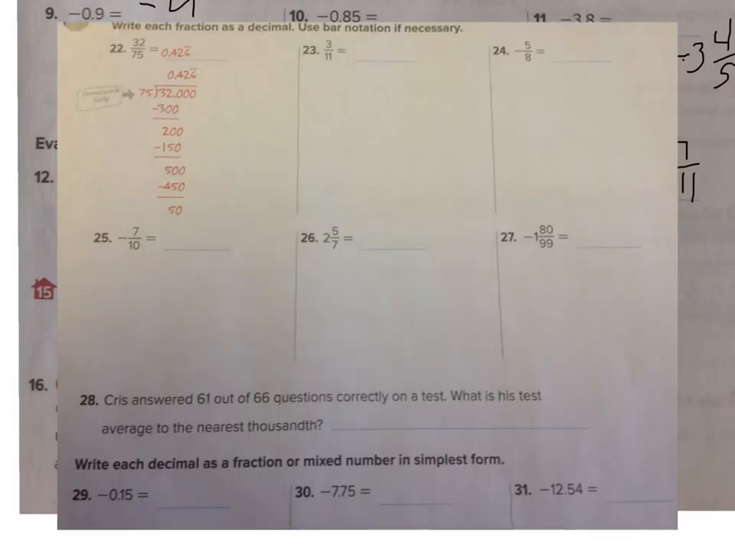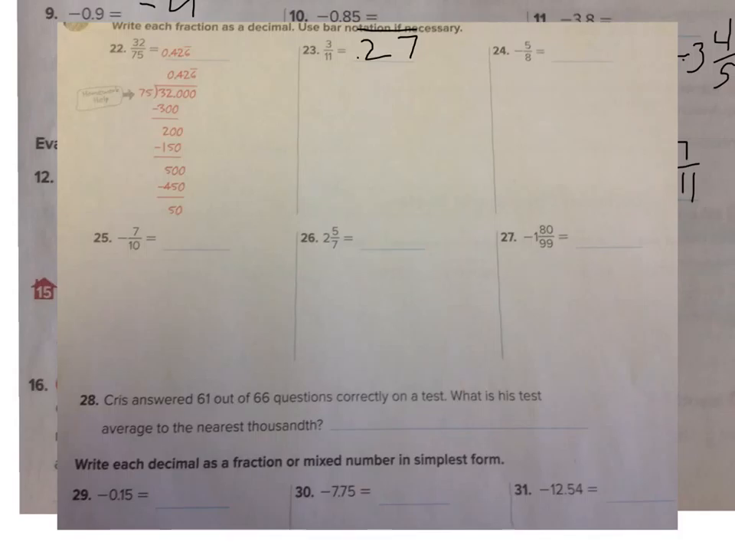For the next part of the worksheet, you can see that 22 is done for you, so let's move on to 23. So take 3 divided by 11, and you'll get 0.27 repeating. And so on your calculator, it will say 0.272727, but you can just write it like this.